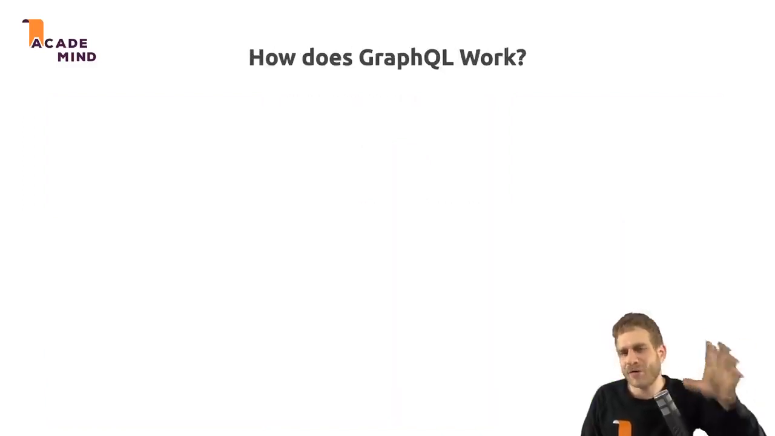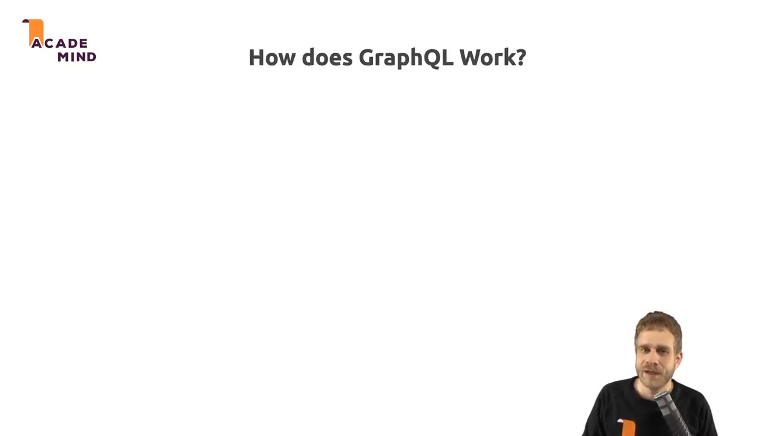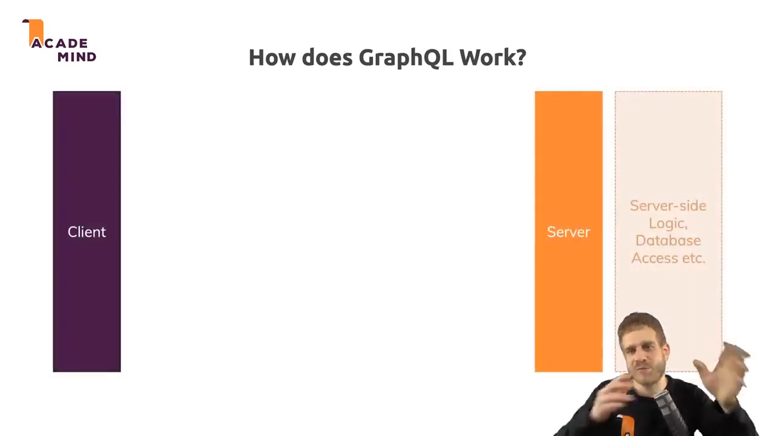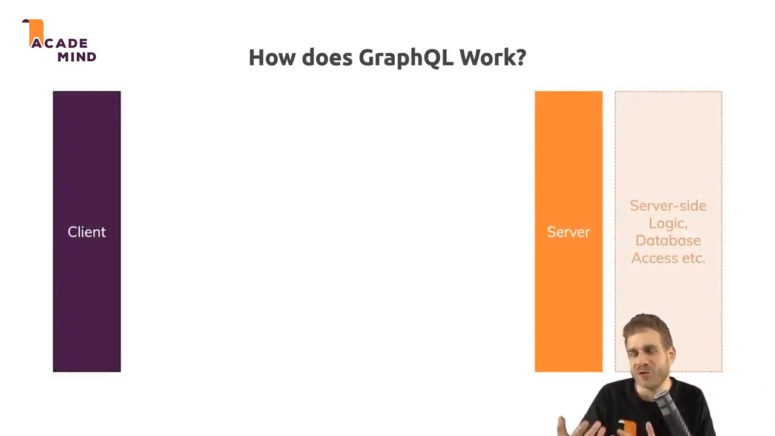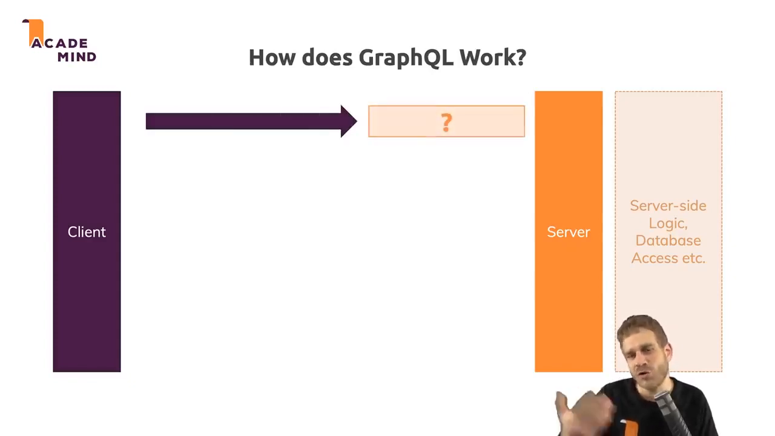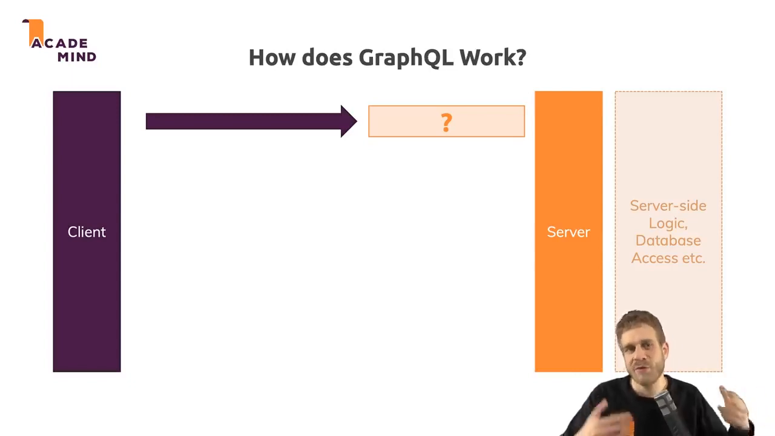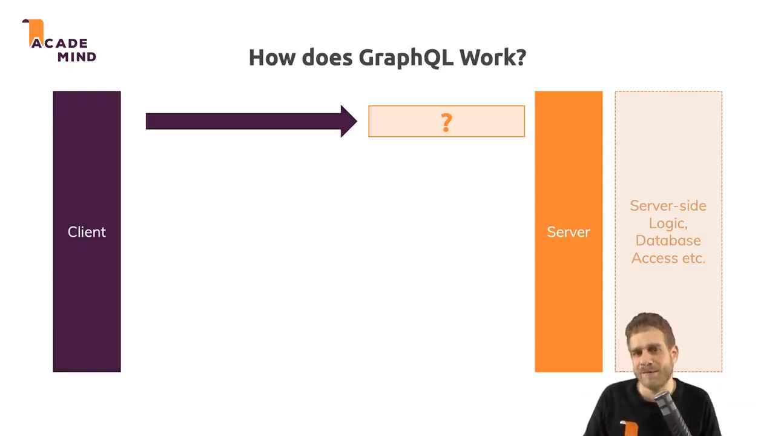Now, with that, how exactly does GraphQL work? Well, when we have our client, which is the browser or a mobile app, and we have our server, which is where the GraphQL API runs, then the question is, how do we request data when using GraphQL, right? With a REST API, we would send a GET request to some route, or a POST request, or a PUT request. How does that work with GraphQL?